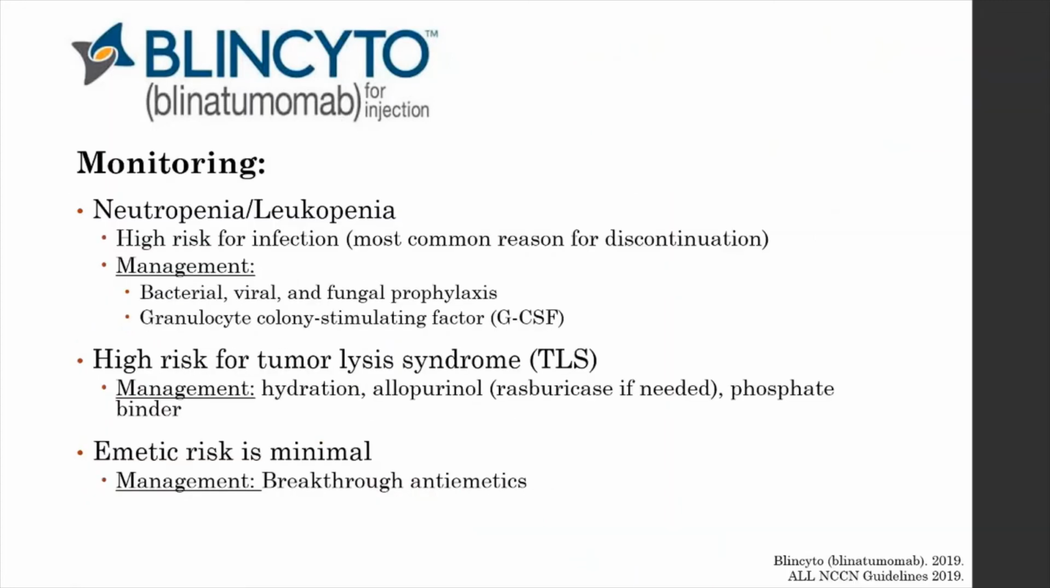So now we're going to get into some monitoring parameters, with the first being neutropenia, leukopenia. So these patients are at very high risk of infection. And infection was the most common reason that Blincyto was discontinued in the trials. So for the management of this, we will give patients bacterial, viral, and fungal prophylaxis, and also granulocyte colony stimulating factors if needed. And these patients are also at high risk for tumor lysis syndrome, so we will manage this by giving them hydration, allopurinol or rasburicase if needed, and phosphate binders. The emetic risk for Blincyto is minimal, so breakthrough antiemetics are only recommended.